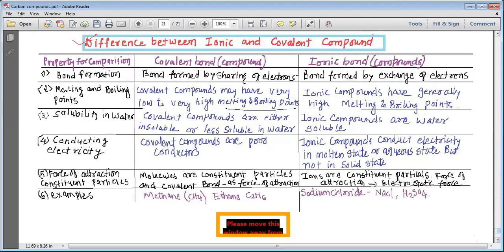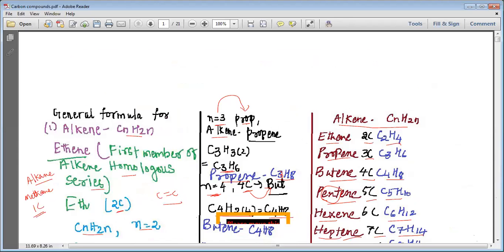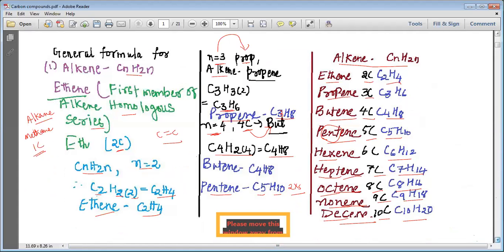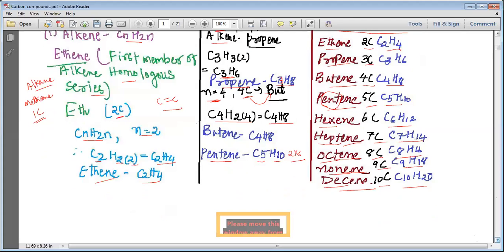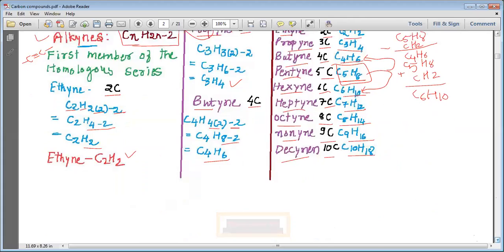Now let us revise what we have studied in today's class, my dear students. In today's class, we have studied the general formula of alkenes, that is, the homologous series of alkenes. The general formula is CnH2n. Then we studied the general formula and homologous series of alkanes.